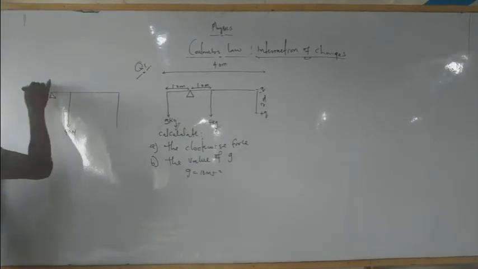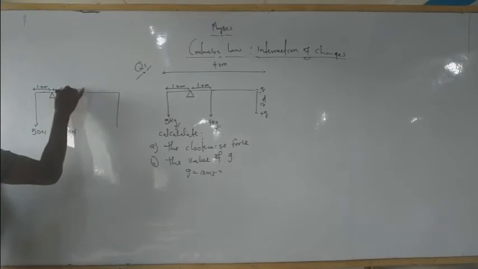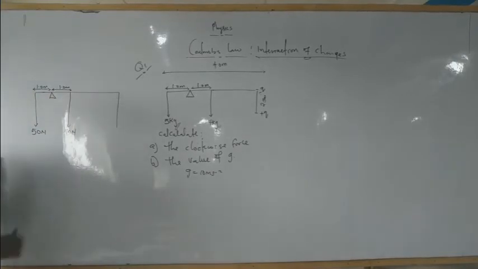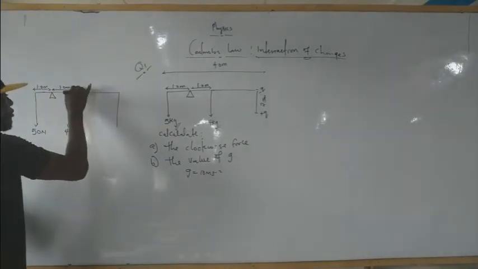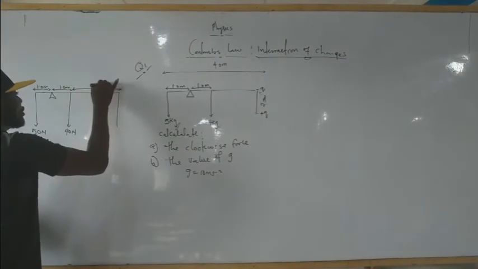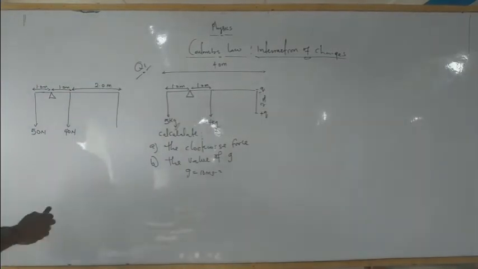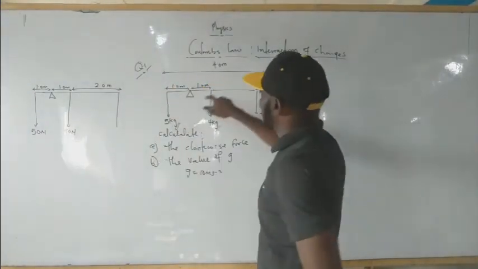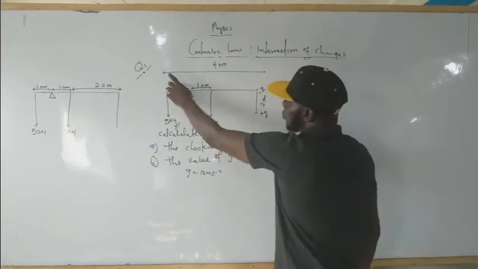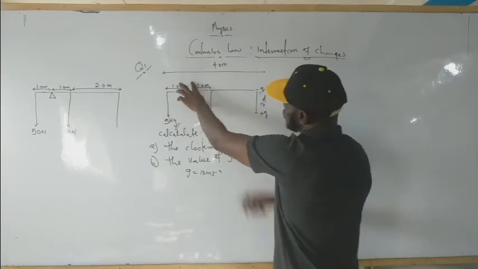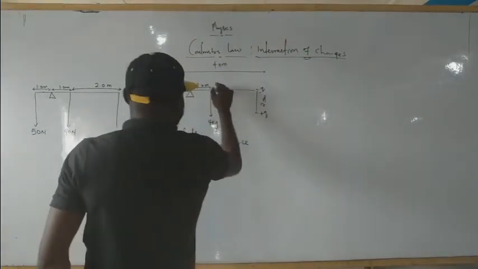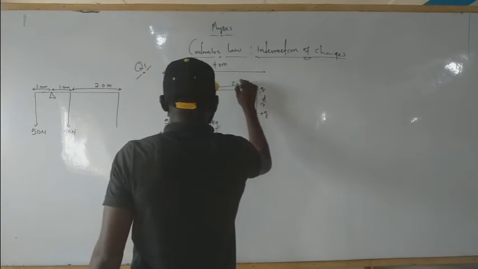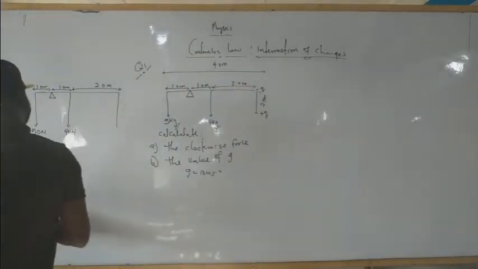From here to here is 1.0 meter. From here to here is 1.0 meter. Okay? While from here to here we have what? We have 2.0 meter. Because we are told that the total length of the bar is 4.0. So that will be 1 plus 1, that's 2. 4 minus 2 will give it to be 2.0 meter. Okay? This will be 2.0 meter.